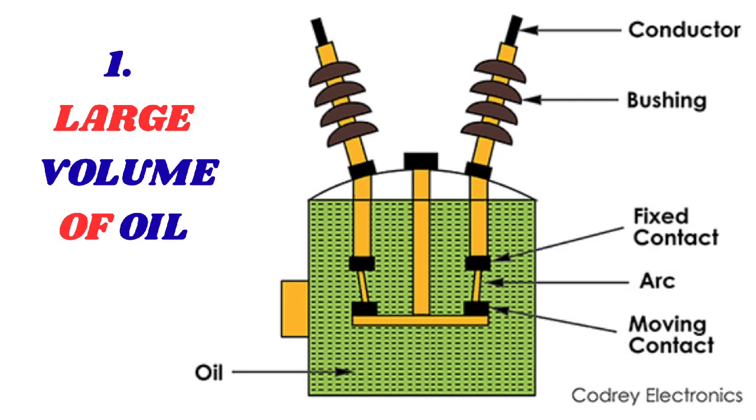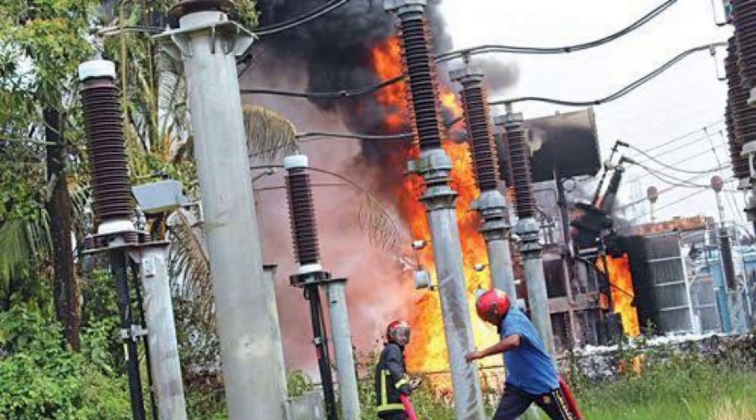1. Large oil volume. One of the most significant disadvantages of bulk oil circuit breakers is the large oil volume, which can cause fire hazard. The oil can ignite if it comes into contact with an electrical arc or hot surface, causing a fire that can spread quickly. This risk can be mitigated with proper design, installation, and maintenance, but it remains a concern.